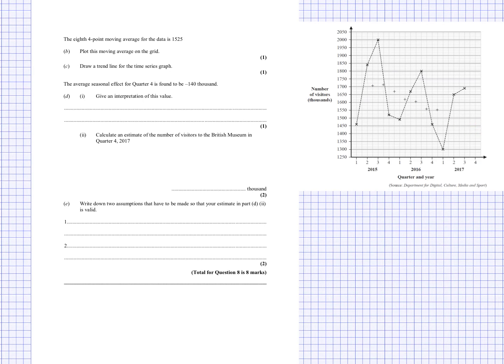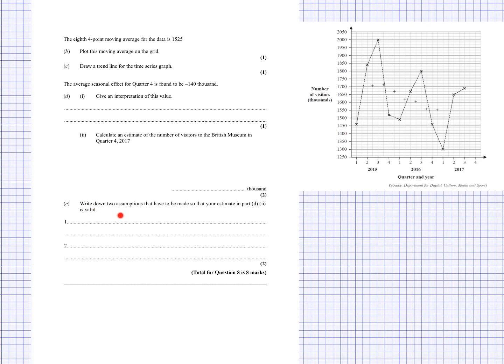Because you know the average seasonal effect is negative 140, what you're going to do is subtract 140 from the trend line value. So the trend line needs to go up to at least quarter 4, and then you have to go 140 down. Somewhere 140 down, and then that will be the value. Or what you can do is find the trend line value and just subtract 140.